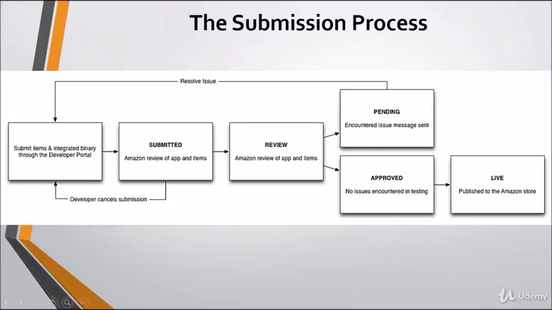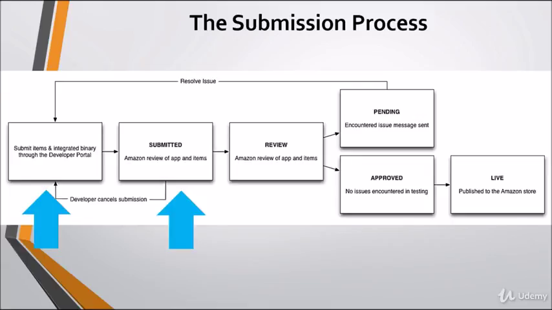So let's recap the submission process, and let me show you exactly what happens once you go ahead and click submit for your digital product or your online course. The first step is that you submit the items and integrated binary. That's just very technical jargon, but basically you submit your online course or your digital product through the Amazon Developer Portal. That's what we just did, right?